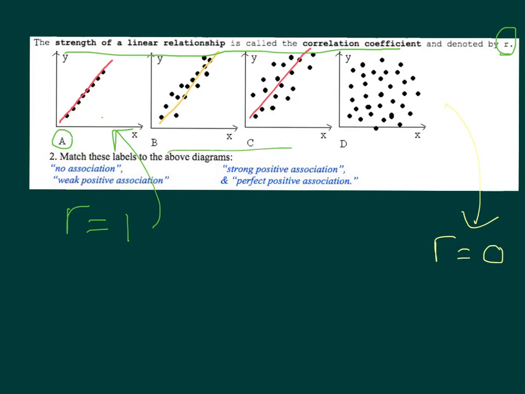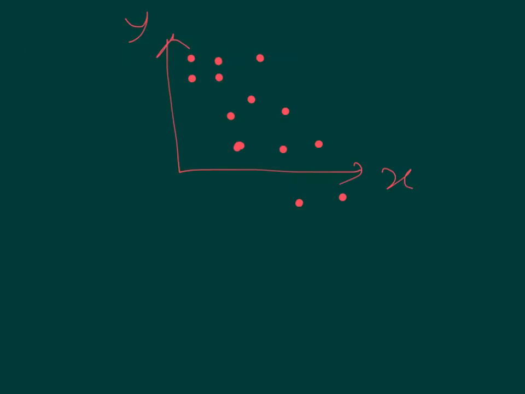Between B and C, we see that B has a stronger positive association than in C. So here is still positive association because as X increases, Y also increases. So the R here is likely to be about 0.8, and for C, the R is likely about 0.5, for example.